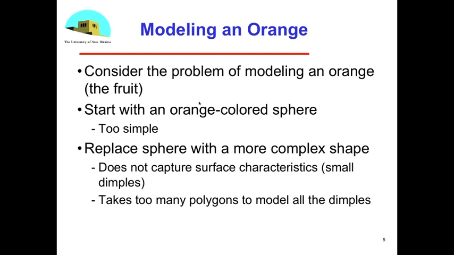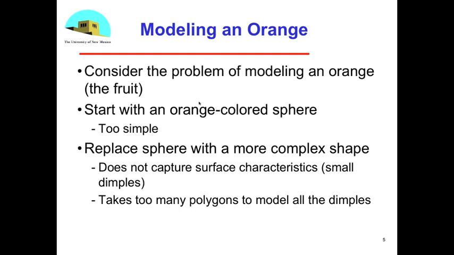So what if we make the shape a little more complicated? So we make it sort of an oblate spheroid like the Earth, and maybe it curves in at the top where the stem would be. And we could do that with the geometry, but if we get down to really looking at the surface in detail, what characterizes the surface of an orange are these little dimples in the surface, and a lot of them. And how do you model those dimples?